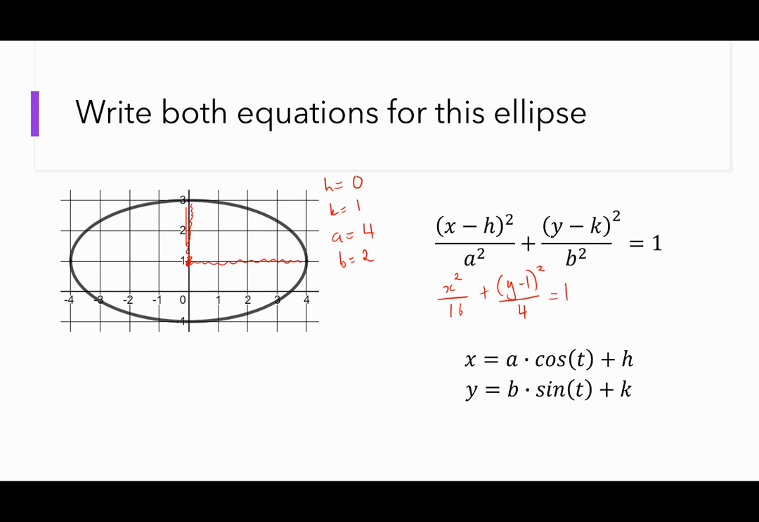With our parametric, let's just plug them in. So x equals 4 cosine t. Now you can write plus 0, but there's no need, so I'll just get rid of it. And y equals 2 sine t plus k, which is plus 1 in this case.